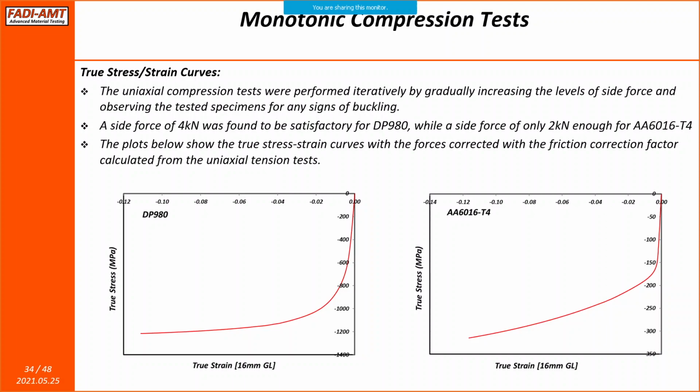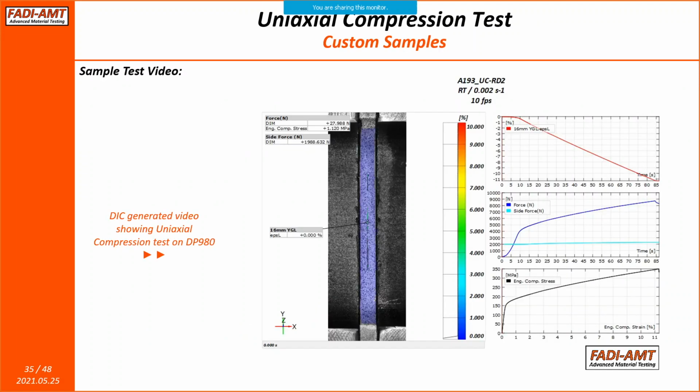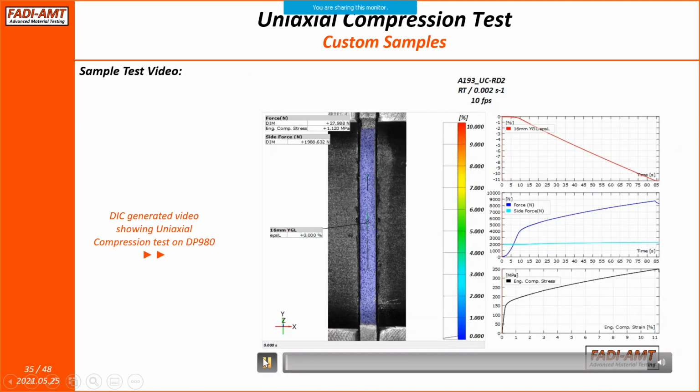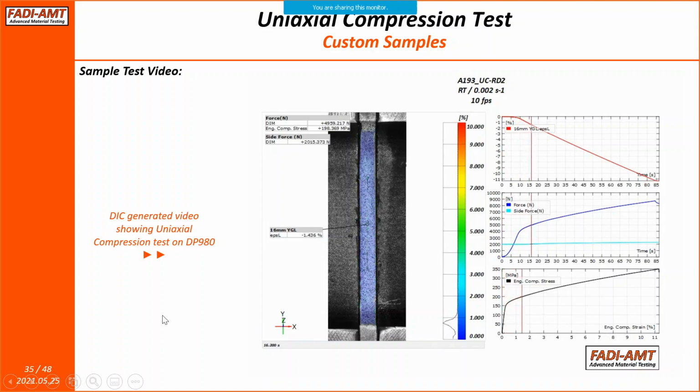And the curves shown here are already corrected for the friction effects that I discussed earlier in the uniaxial tension case. Again, I would like to show a quick video of the compression tests and how the strains evolve as the specimen is being compressed. And you can see that there are visibly no signs of buckling, any mode of buckling here.